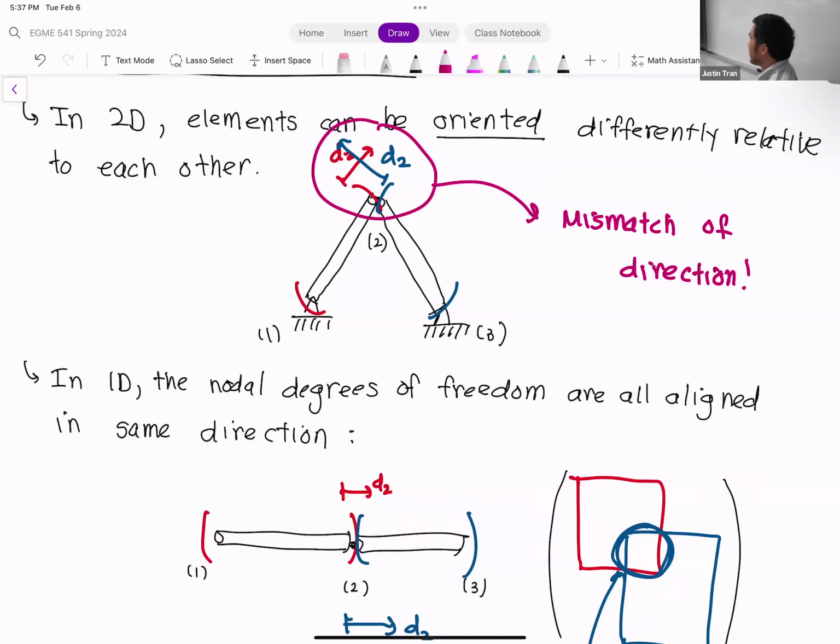The deformations from those two elements are not going in the same direction, right? And so when we combine these two elements together into one global linear system, we have to be really careful about it because the formulation for the element stiffness matrices are not going to match up. And so we have to come up with a better, more unified way to combine the element stiffness matrices of these 2D elements.